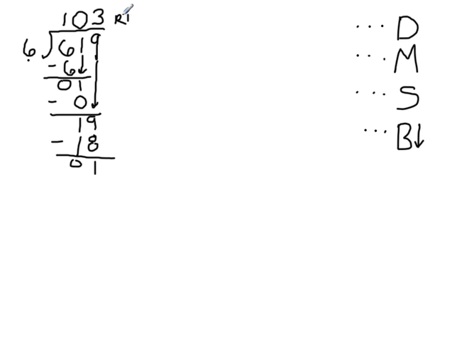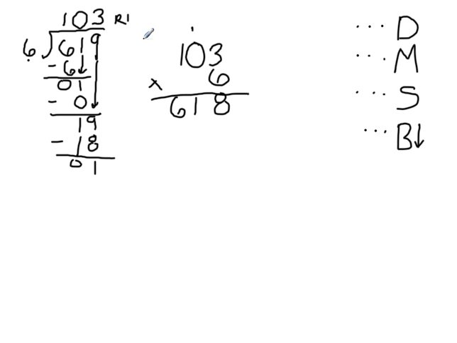Let's check our answer with the inverse operation. So we'll multiply 103 times 6, and we'll take the 1 and we'll add that to the product, and we should get 619 if we are correct. Let's give it a try. So we have 103 times 6. So 6 times 3 is 18. Write the 8 here, carry the 1. 6 times 0 is 0, plus 1 is 1, and 6 times 1 is 6.